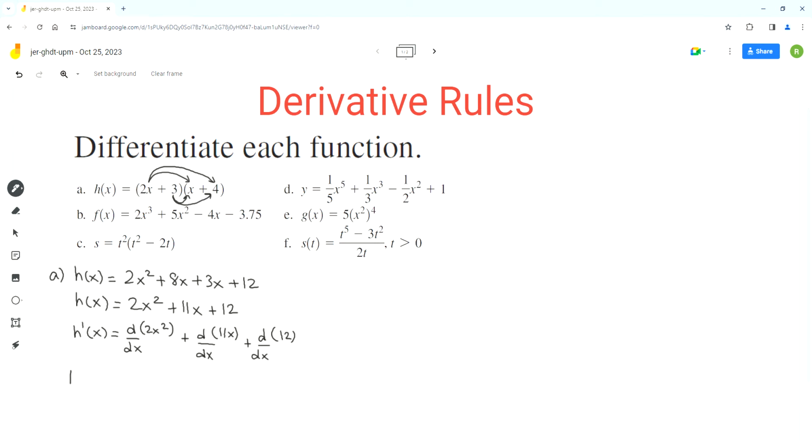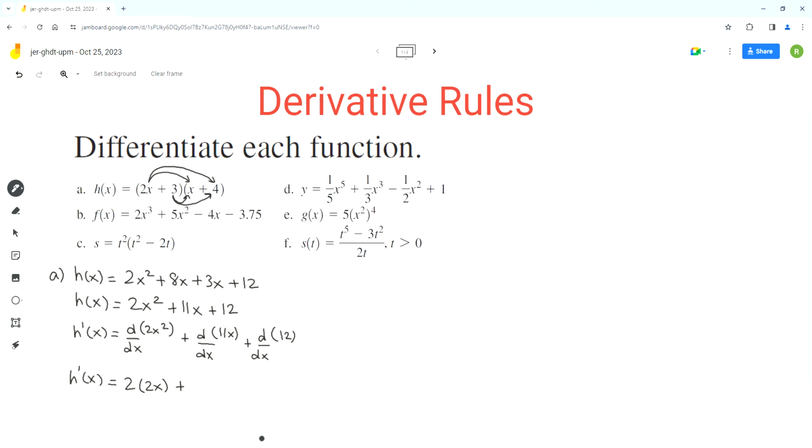So in the next step, h prime of x equals, so in this term 2x squared we can use the constant product rule. So we can move the 2 out of the parentheses because 2 is just the coefficient of the term, and the derivative of x squared will be just 2x. So we get this by using the power rule.